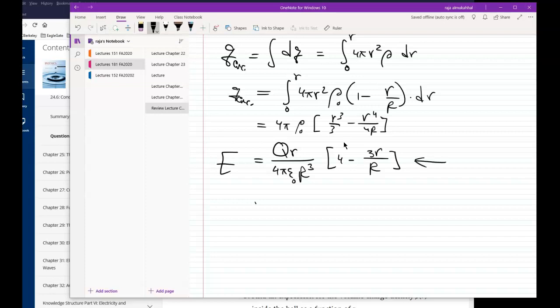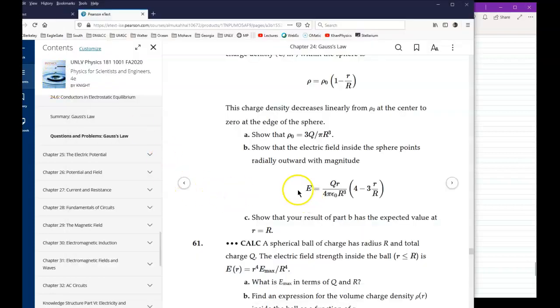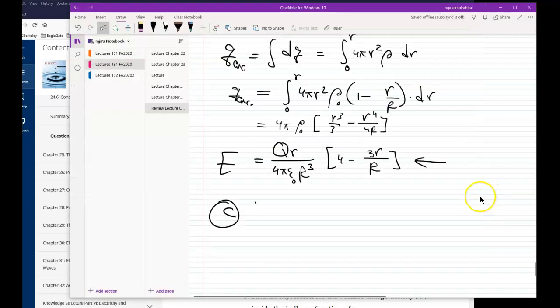Now, part C, I'm almost done. Part C is pretty easy. He says, show that your result of part B has an expected value at r equals big R. Well, you can work it out. You're basically going to get the point charge. You'll get E equal to 1 over 4 pi epsilon naught big Q.